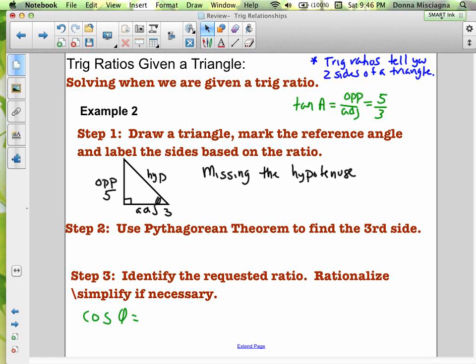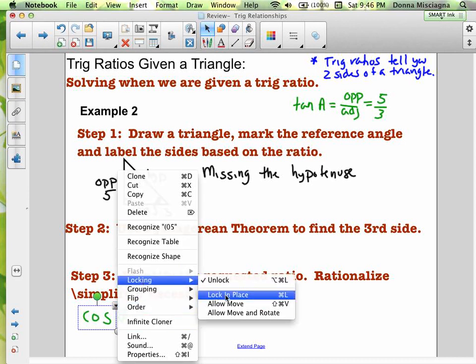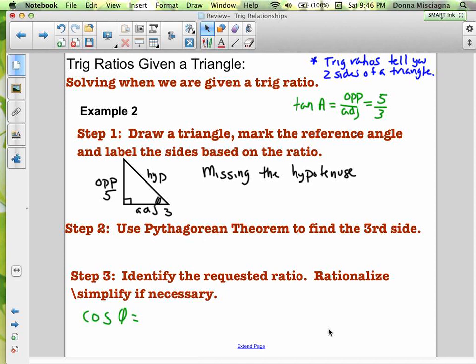Because we should get some practice rationalizing. Oops. And I'm just going to lock that in place because I like my choice. All right.